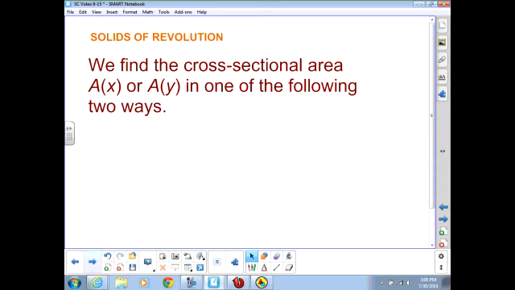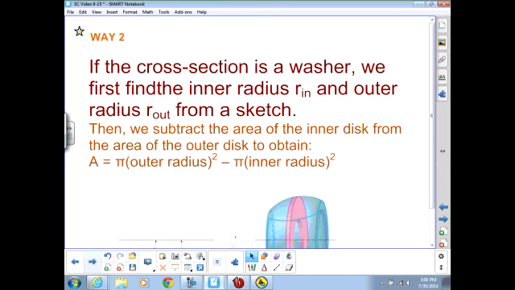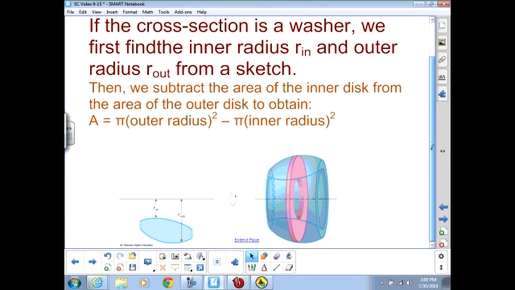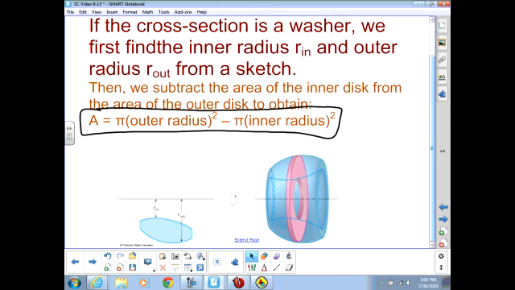Now, we found our area always in one of two ways. If it was a disk, we knew we were working with a disk if our region was totally resting against the line we were rotating around. In that case, we just had pi times our radius squared because it would be a circle. If we had some gap in between our region and the line we were rotating around, that created a washer. So we had pi times the outer radius squared minus pi times the inner radius squared. Those are the two methods that we have worked with so far to find volumes of solids.